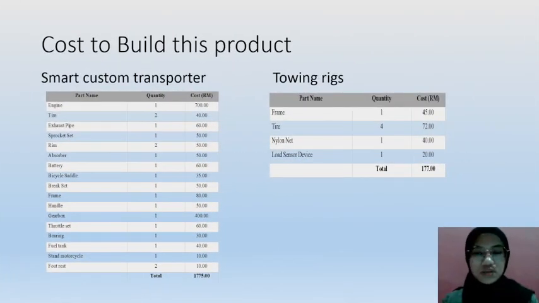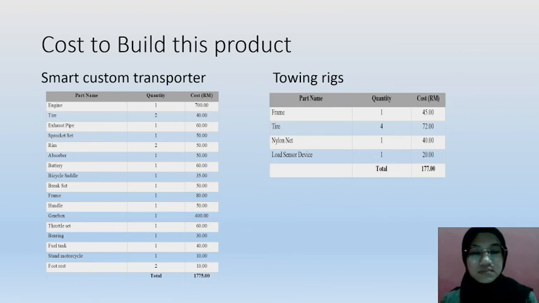For the cost to build this product, initially we made a survey to find out the budget range for this smart custom transporter. Most of the respondents agreed to invest a budget of up to RM3,000. But to get the price range for each part of the component, we made a price survey around workshops and vehicle accessory stores around PERLIS.